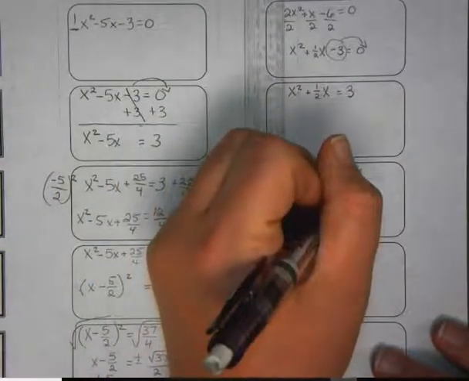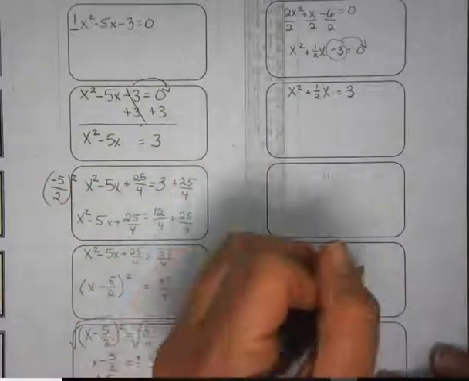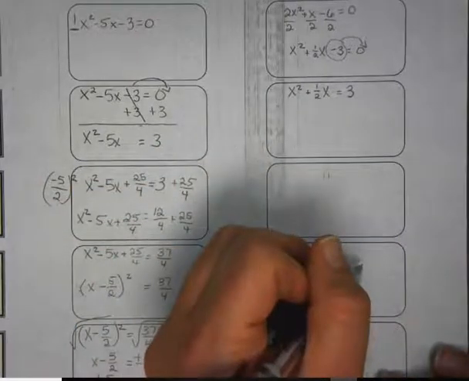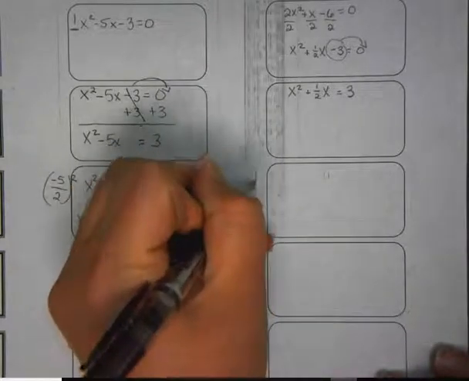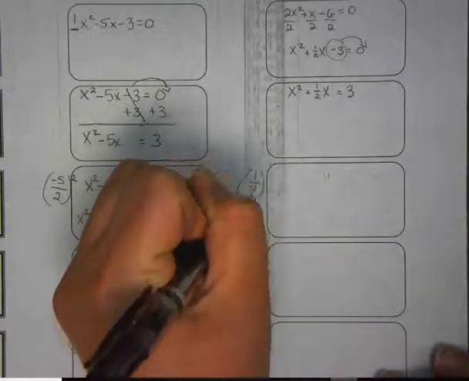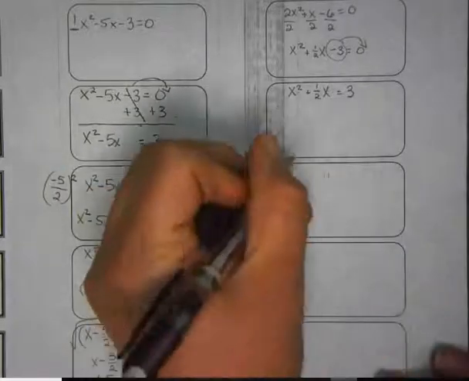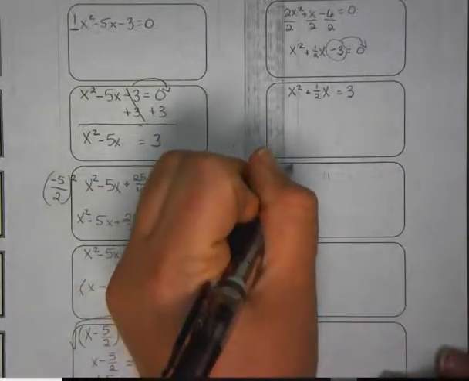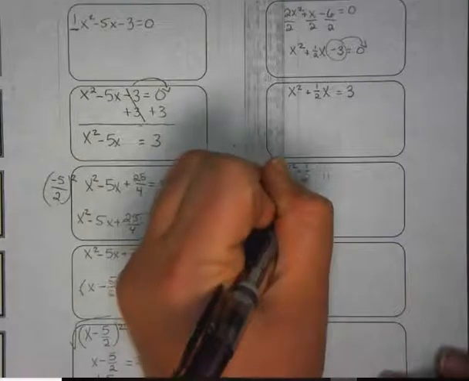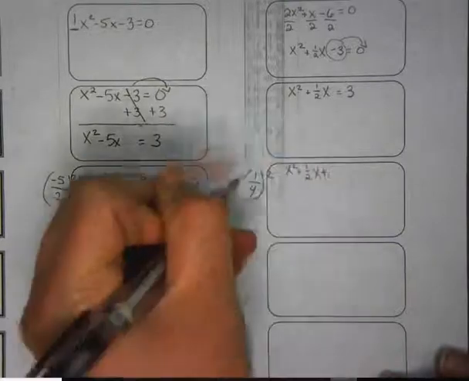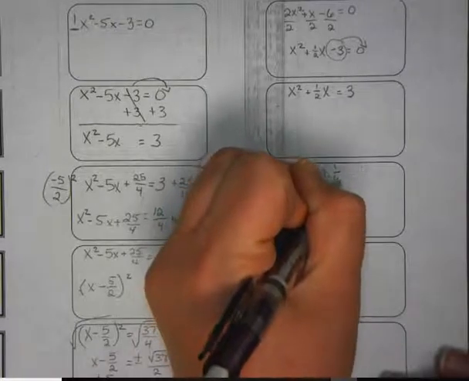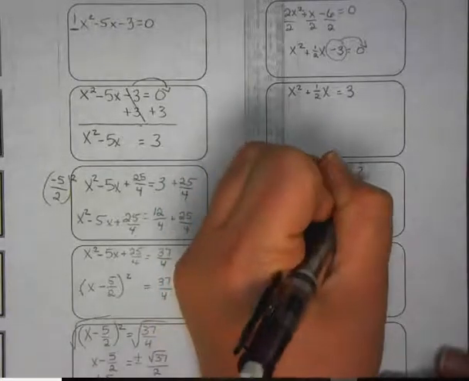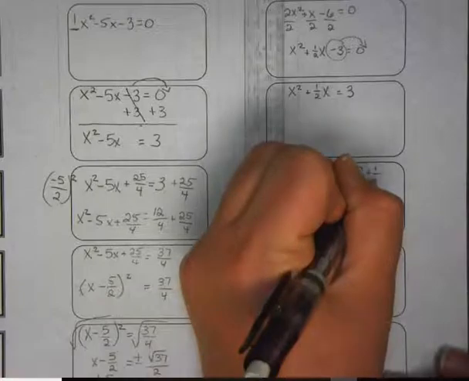Now we need to go ahead and add half the coefficient of b. We're going to take half of that, which is going to be 1/4. That's half, and we're going to square it. So we're going to add that to both sides. We're going to have x squared plus 1/2 x plus 1/4 squared gives me 1/16. And we're going to have 3 plus 1/16.